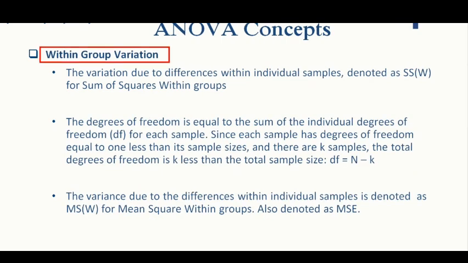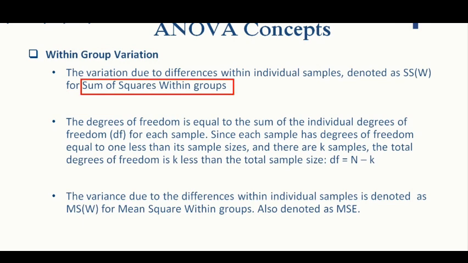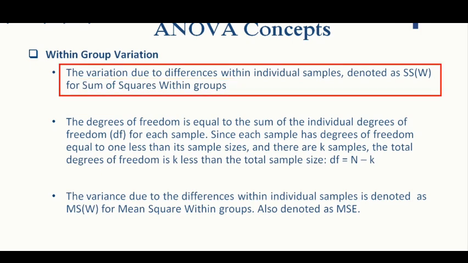The within group variation is also known as sums of squares within groups or error sum of squares. So this is due to chance. This is not being attributed to the treatments, whereas the between sums of squares or the corresponding MSB is attributed to the variation due to the treatments. So the variation due to differences within individual samples is denoted as SSW, for sums of squares within groups.